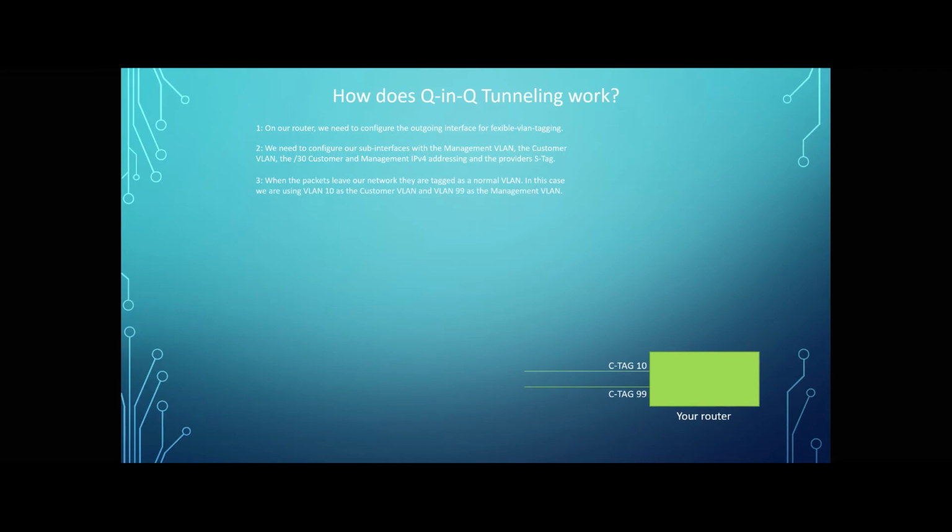When the packets leave our network, they are tagged as a normal VLAN. In this case, we're utilizing VLAN 10 as the customer in this example, and VLAN 99 as the management VLAN. Okay, when the packets enter the ISP network, the ISP encapsulates them with their S tag of 500 as it traverses their network. Therefore, they do not really care what VLANs we supply to their network, and this is where it becomes beneficial to use QinQ. They really don't care. We can use whatever tags we want.